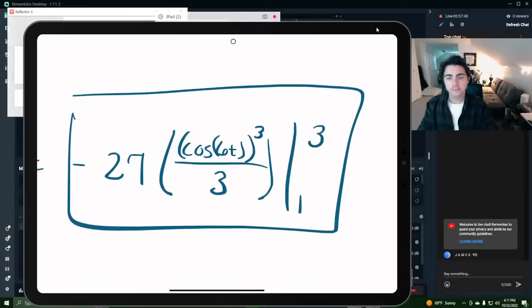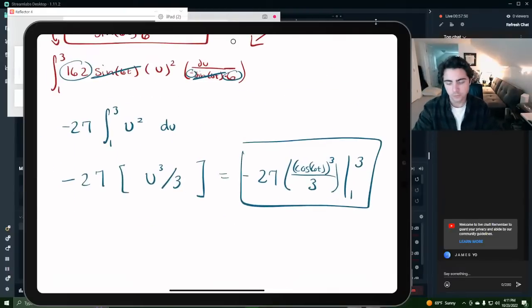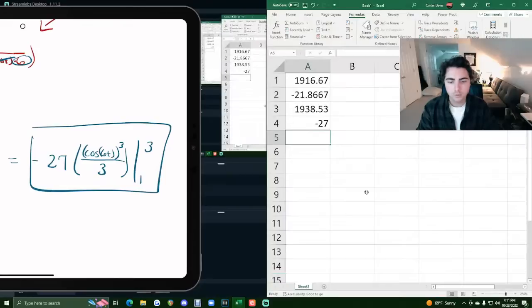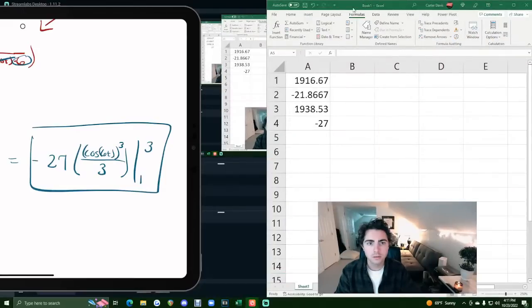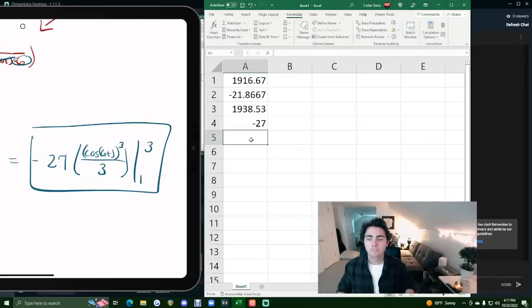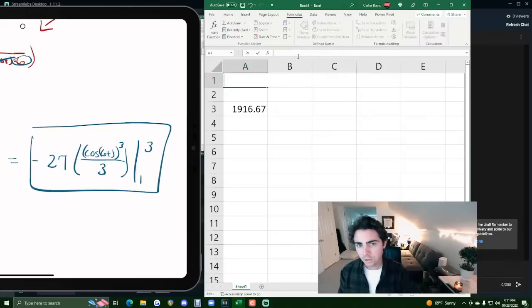Again, I'll do this in Excel. Zoom out so I can drag this over. Pull up Excel, move me. That's fine. All right. So get rid of that, and that. We're going to do equals negative 27 times big parentheses, cosine, all caps, of 6 times t.